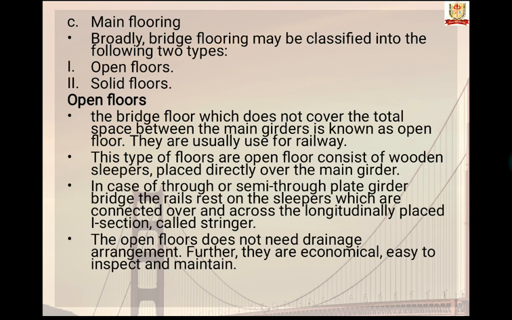This type of floor, or open floor, consists of wooden sleepers placed directly over the main girder. In the case of through or semi-through plate girder bridges, the rails rest on the sleepers which are connected across the longitudinal I section called a stringer. The open floors do not need a drainage arrangement. Further, they are economical, and easy to inspect and maintain.